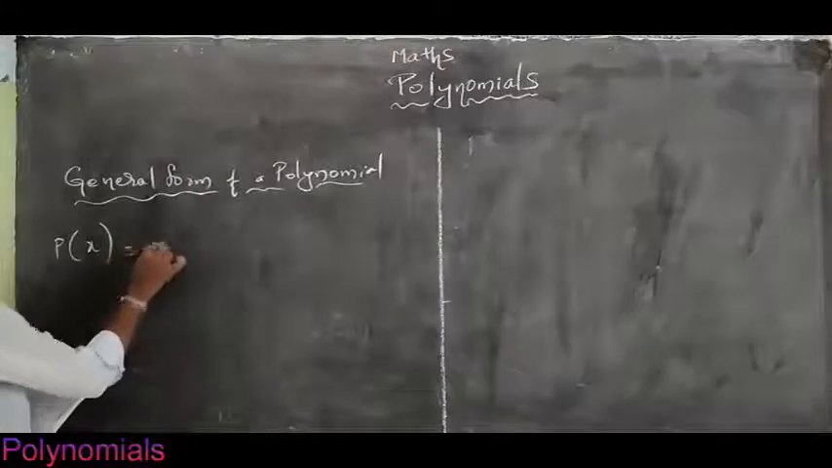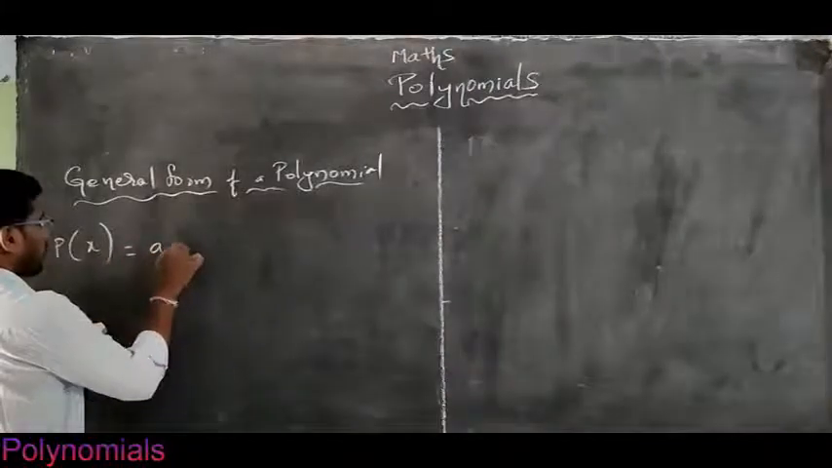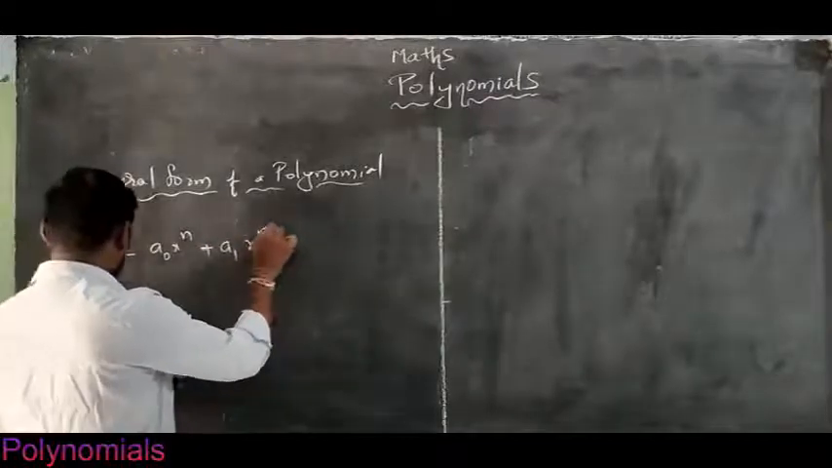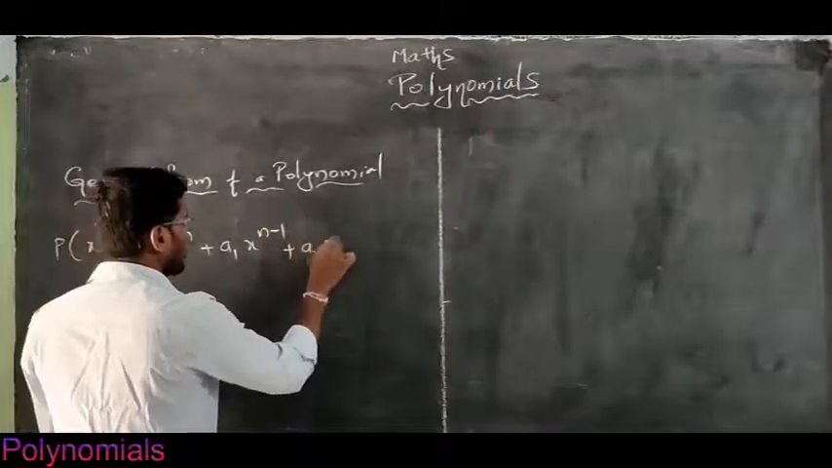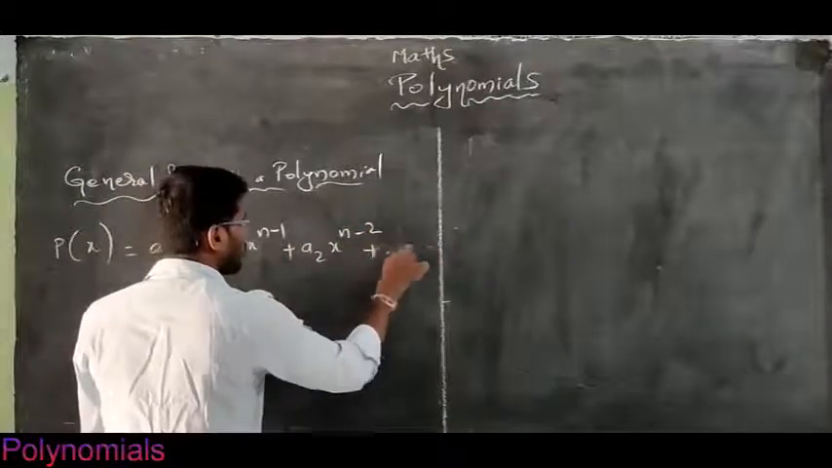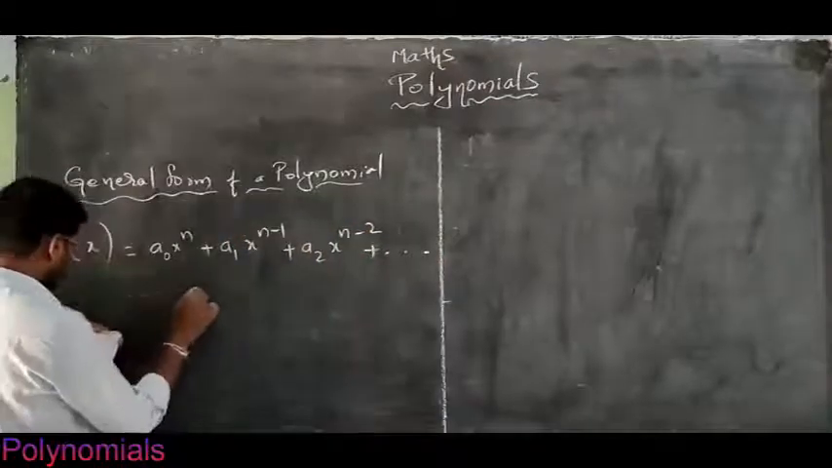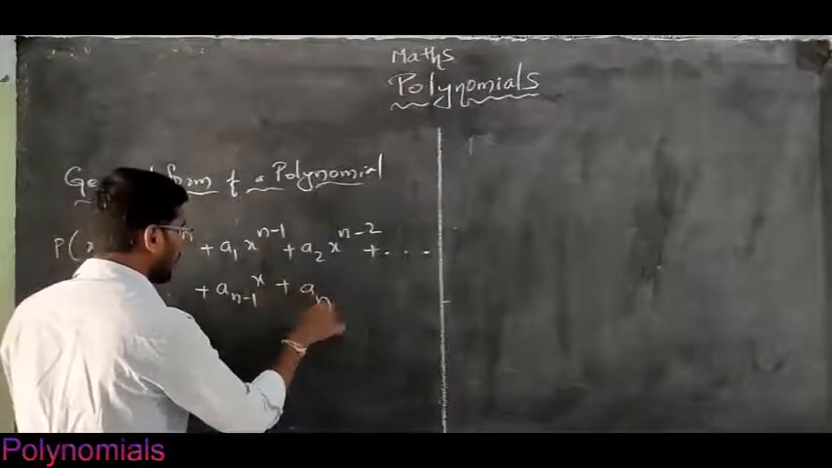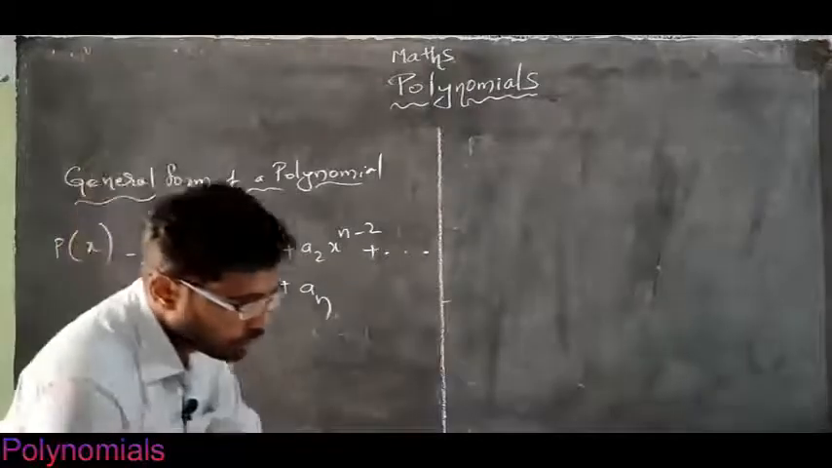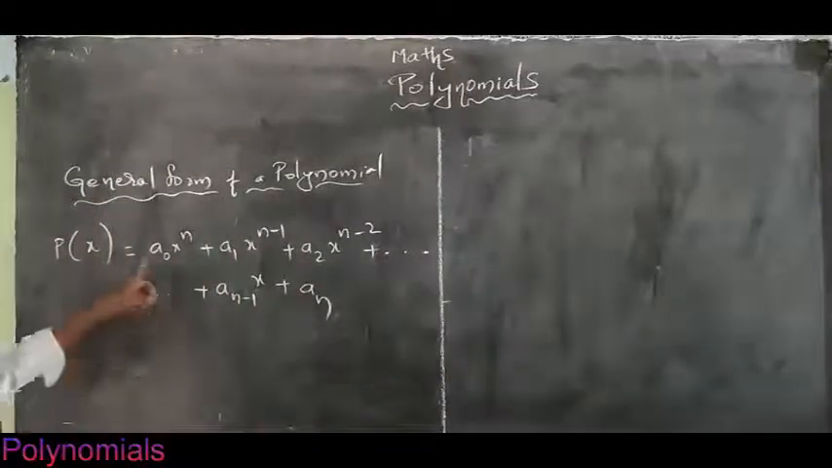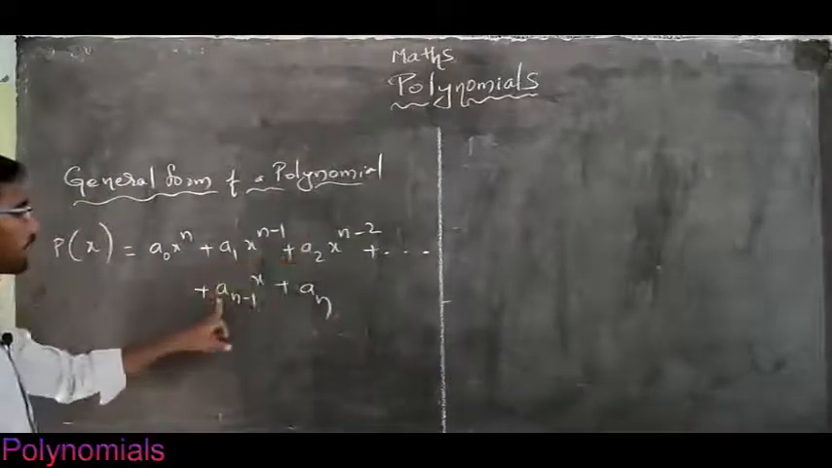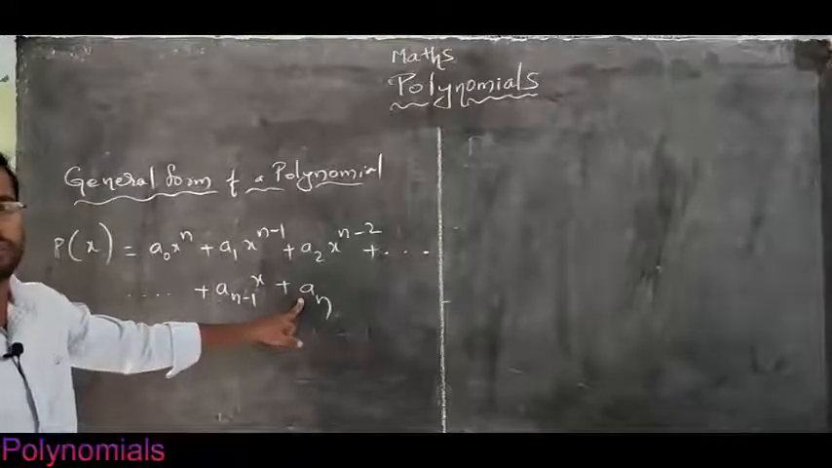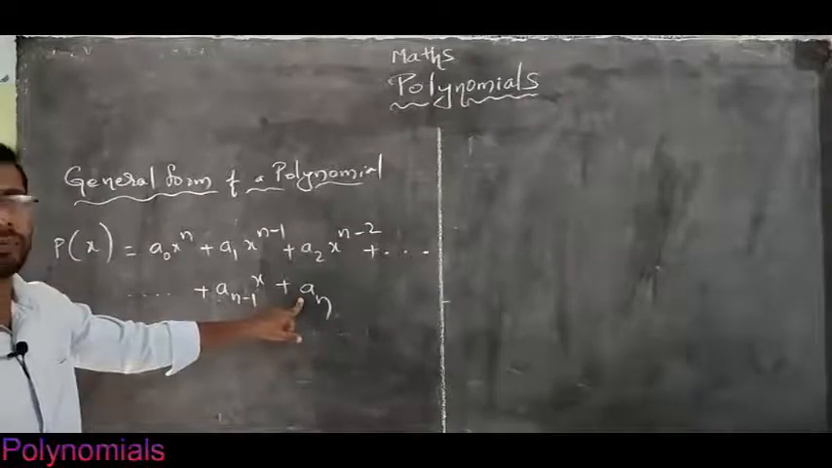P of x equals a naught x to the power of n plus a1 x to the power of n minus 1 plus a2 x to the power of n minus 2 plus so on up to a n minus 1 x plus an. Now in this, where a0, a1, a2, an minus 1, so on up to an are coefficients, we call them. Coefficients means, already you know, numbers before the variables we call coefficients.